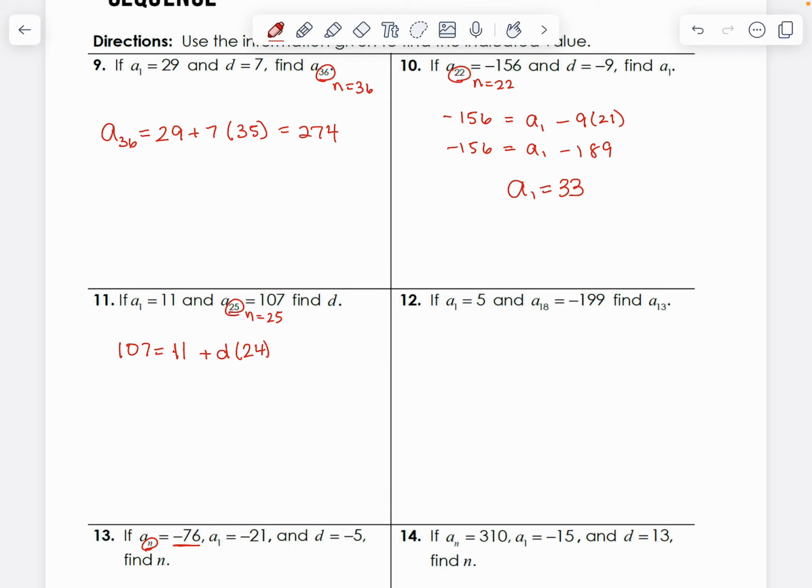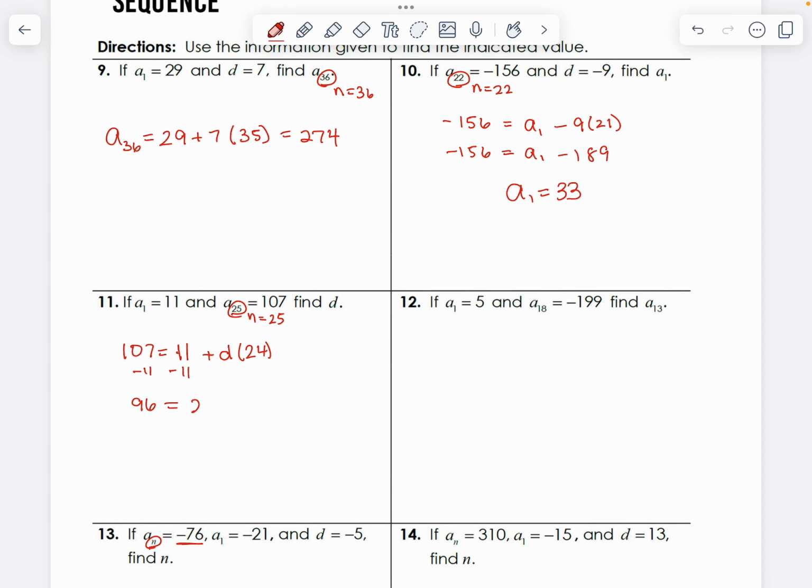So in this case, again, just solving for whatever variable they ask, I'm going to subtract 11. So that's going to give me 96 equals 24d, and so d equals 4. So our common difference is 4.